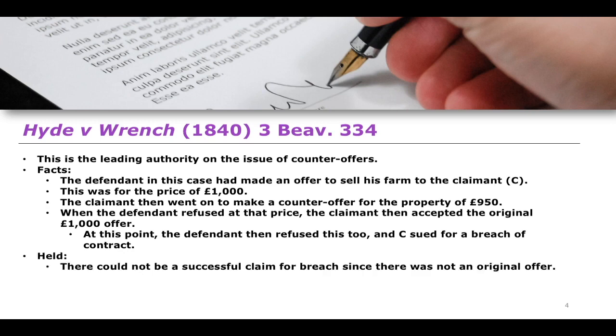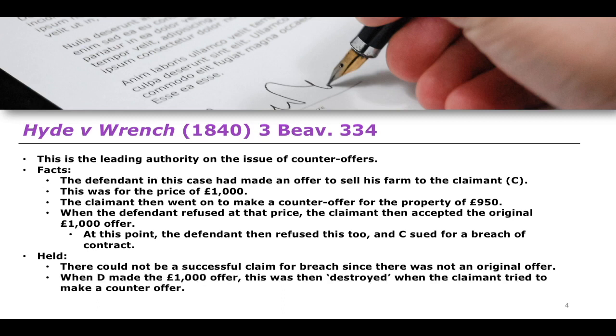Now, it was held in the courts that there could not be a successful claim for breach, since there was never an original agreement. There was an original offer, but this original offer was never accepted. When the defendant made this £1,000 offer originally, this offer was destroyed when the claimant tried to make a counteroffer, and so the £950 offer by the claimant back to the defendant was actually the thing that negated the original £1,000 offer. And so, as a result, when that was then refused, it means that there was no offer at all on the table. There was no valid offer, and therefore no valid way you can accept said offer and form a contract.